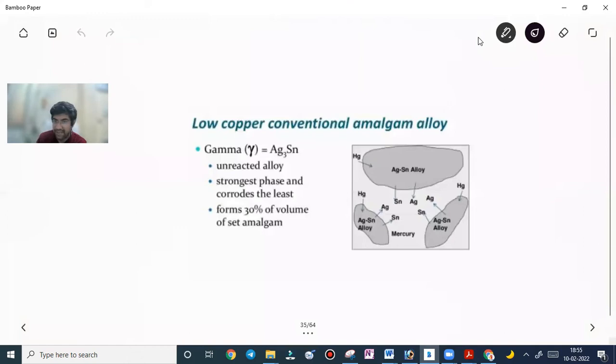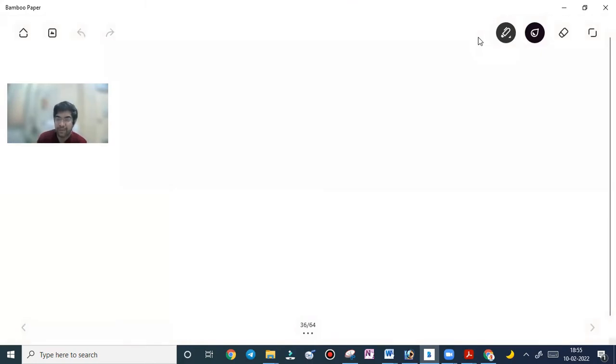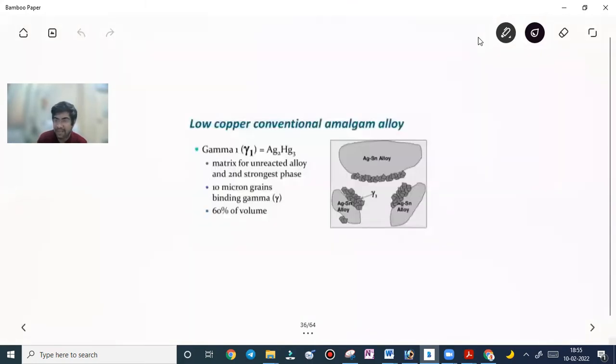The gamma phase is Ag3Sn, that is the unreacted alloy. It is the strongest and corrodes the least, and it forms 30% of the volume of set amalgam. That is what you have to remember from your exam point of view. The gamma 1 is Ag2Hg3. It forms the matrix for the unreacted alloy and it is the second strongest phase. It consists of 60% of the volume.